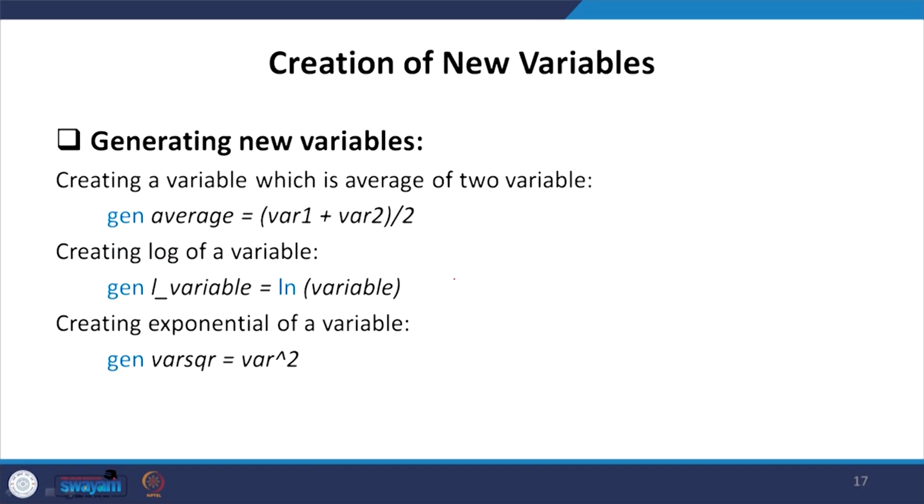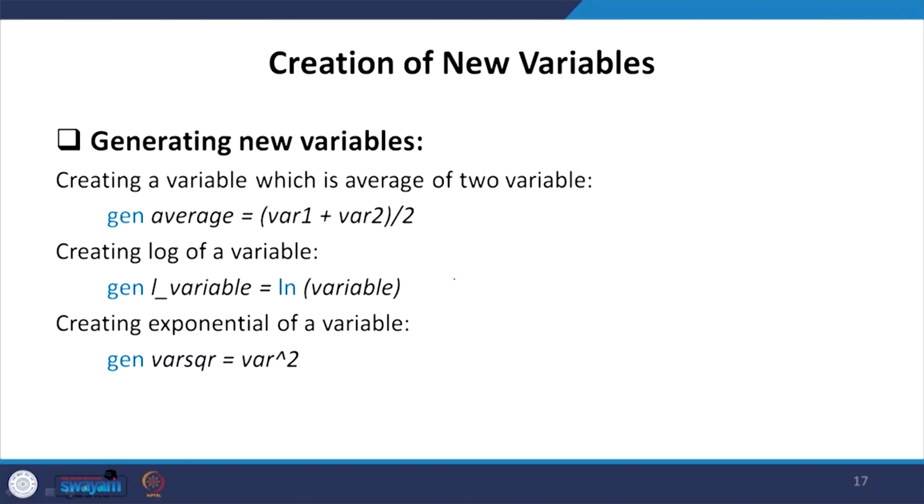Now, coming to the creation of a new variable. If you want to create a new variable, there is an important command we generally use. Why create a variable? Because sometimes we want the average of two variables, and sometimes we want a logarithmic transformation of an old variable, to get a new variable.